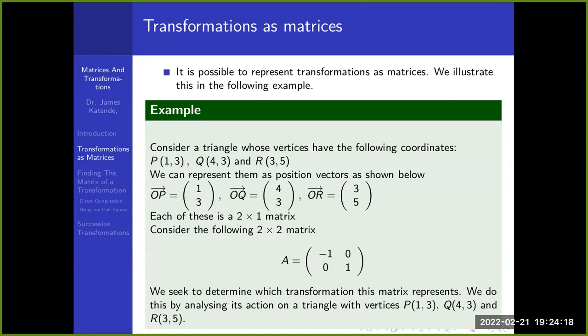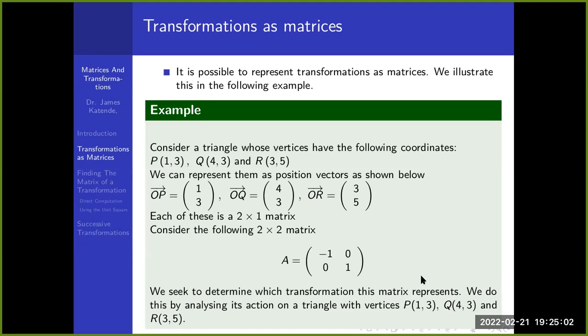So we'll illustrate this using an example. We'll pick a triangle with these vertices: 1, 3 is a point P, 4, 3 is a point Q, and 3, 5 is a point R. Now it's possible to represent these as position vectors. And then we have a matrix here. We want to see what is the effect of this matrix on these position vectors. Once we have that, we can try to figure out what transformation it represents.